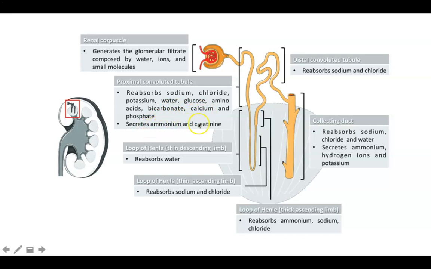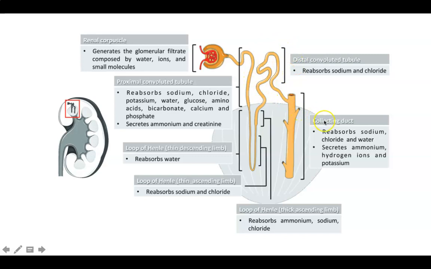We want to get rid of some of these waste products. You can just know them as nitrogenous wastes. The loop of Henle, descending limb, is where we reabsorb a lot of that water. And then the ascending limb of the loop of Henle is where we reabsorb that sodium and chloride. Remember, that's NaCl, that's salt. We need that in our body. And then we just continue to do that in the distal convoluted tubule.